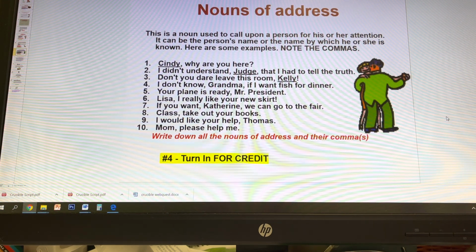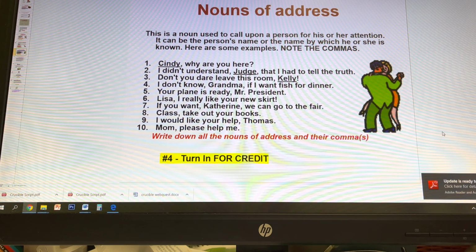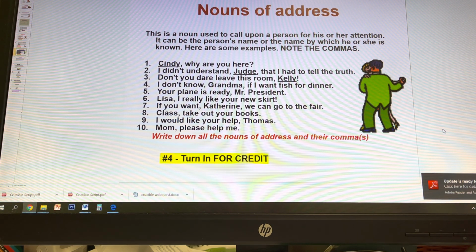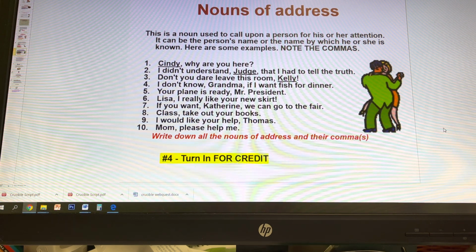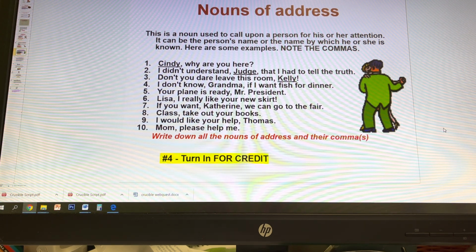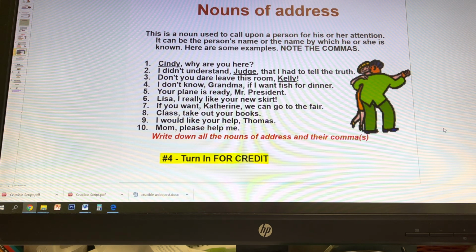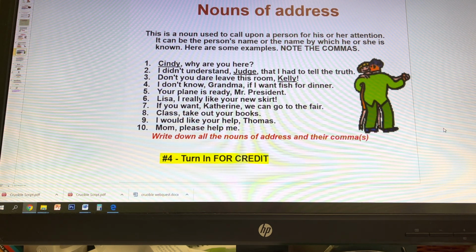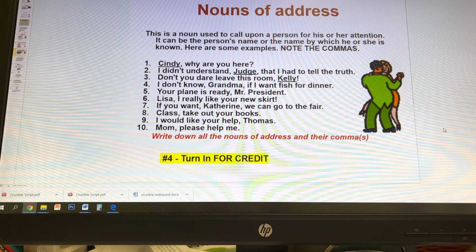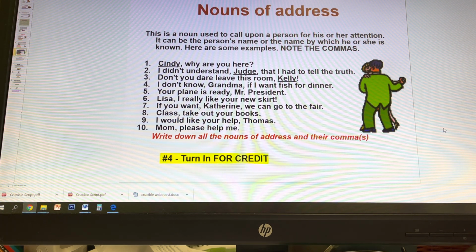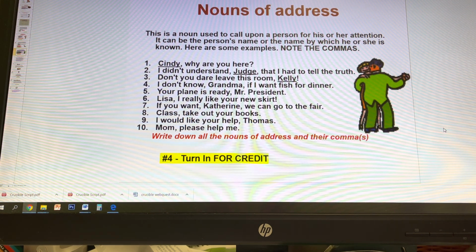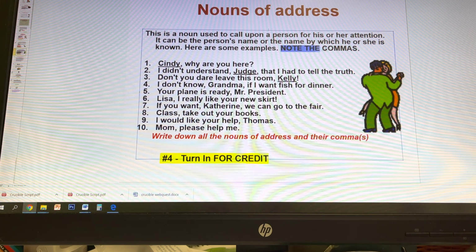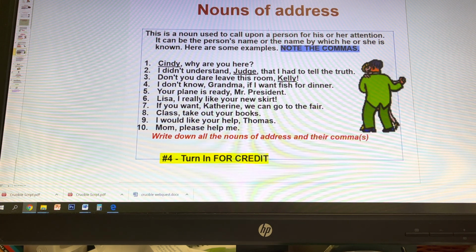Nouns of address. Now, a noun of address can be a title, or it could be a proper name. It is the term that you are using to get the attention of or address a specific person. Now, remember I said that we were going to work on some other things along with each one of the parts of speech. So in this case, we are looking at a comma rule that goes along with a noun.